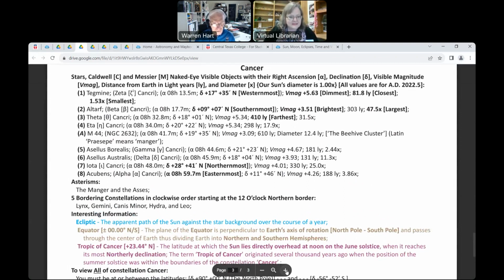It's our northernmost, and number 8, Acubens, is the easternmost. Well, it's not a whole lot of different there, but it's putting out for us the different pieces of information about those stars. Now, if you notice also, in between stars 4 and 5, there's something called M44.